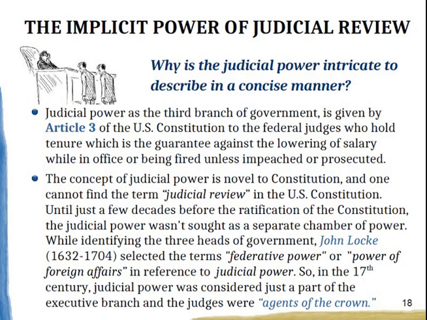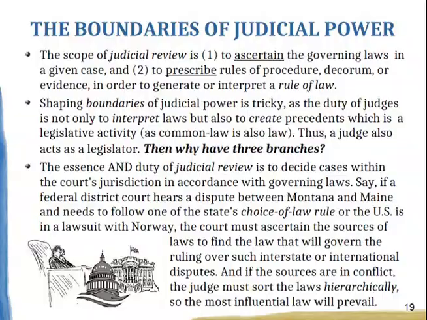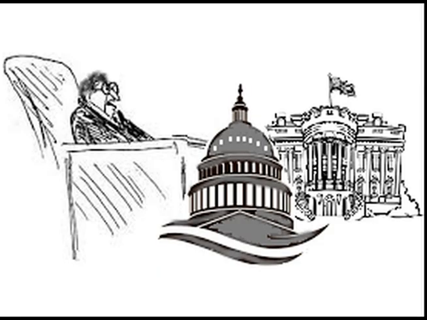Article 3 of the U.S. Constitution guarantees the judicial power as the third branch of government, and technically it is about the federal courts and justices who hold tenure, which is the guarantee against the lowering of salary while in office or being fired unless impeached or prosecuted. It is hard to shape the boundaries of judicial power, as the duty of judges is not only to interpret laws but also to create precedents, the common law, which in itself is a legislative activity, as common law is also law. So in that sense, the judge acts as a legislator.